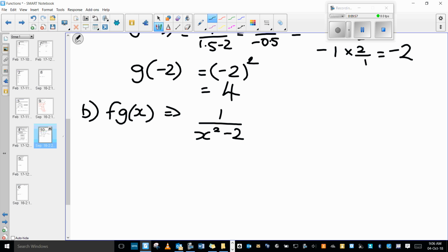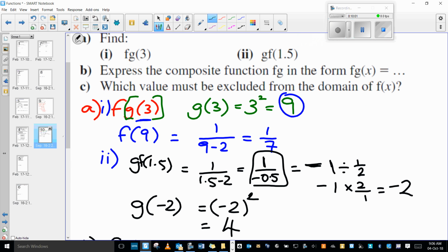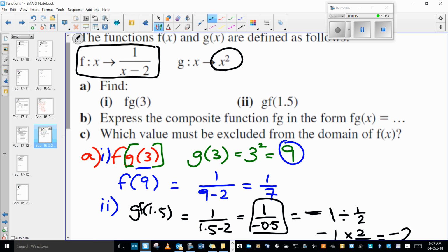So that's our final question. It says which value must be excluded from the domain of f(x). Okay, so they're looking at f(x). They want to know which value must be excluded. So looking at f(x), what do we know about functions that look like this? Gabrielle, do you remember? Why must we sometimes limit the domain?